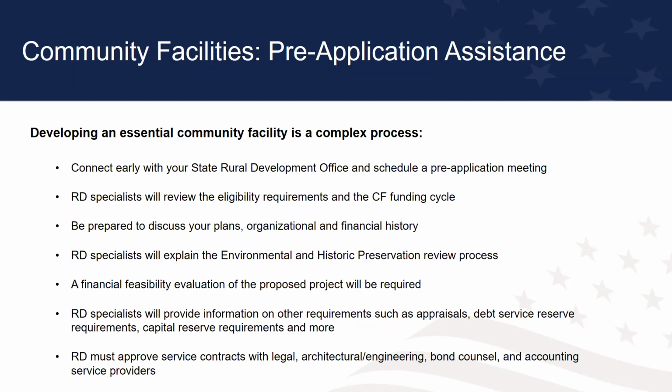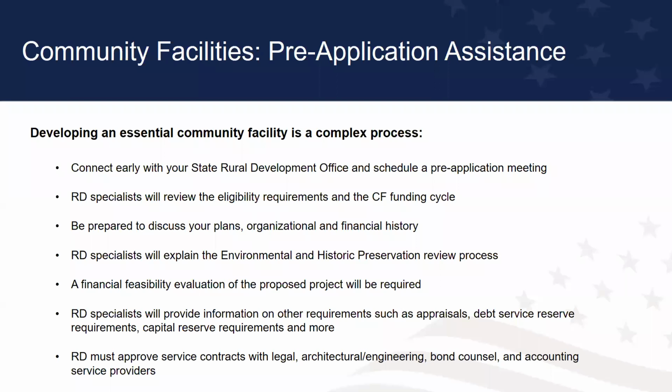Better to bring those people in early on and have a discussion with them about the project you're planning, get an understanding of what's going to be needed for environmental review, what's going to be needed for the feasibility review, what kind of feasibility study is going to need to be done, the details on your financial history. You need to provide those and let the loan specialist and the program director in that state office get an understanding of the financial situation so they can better guide you as you work on your application.